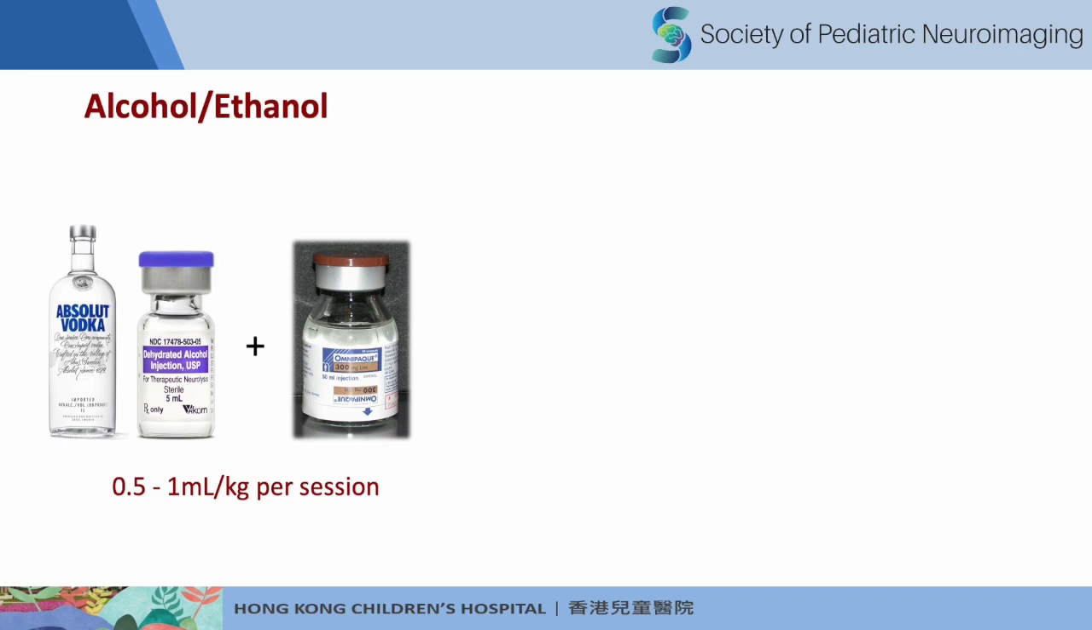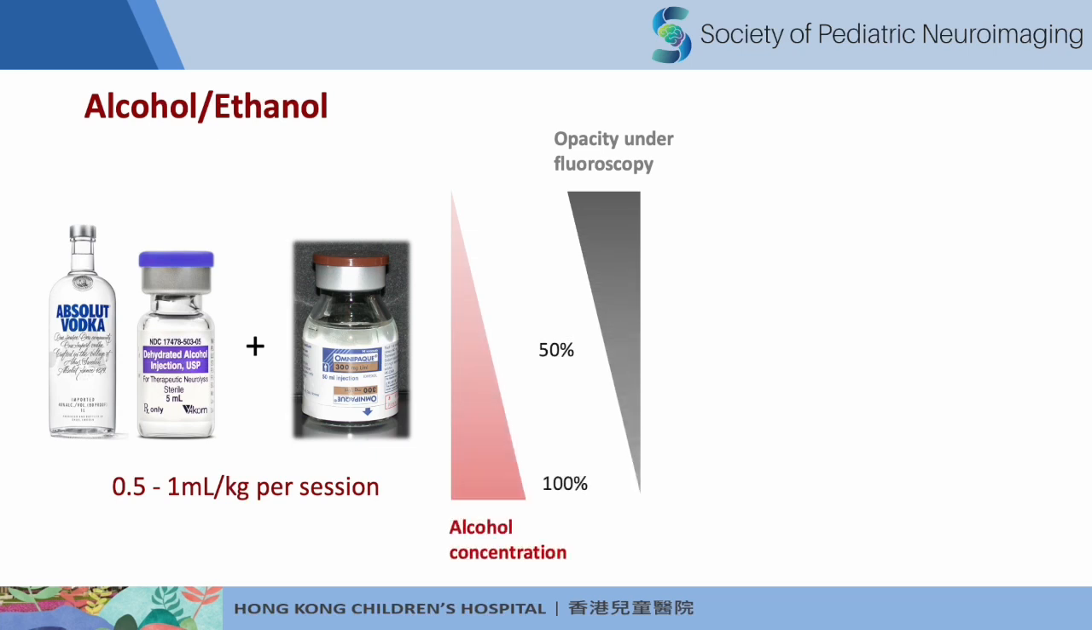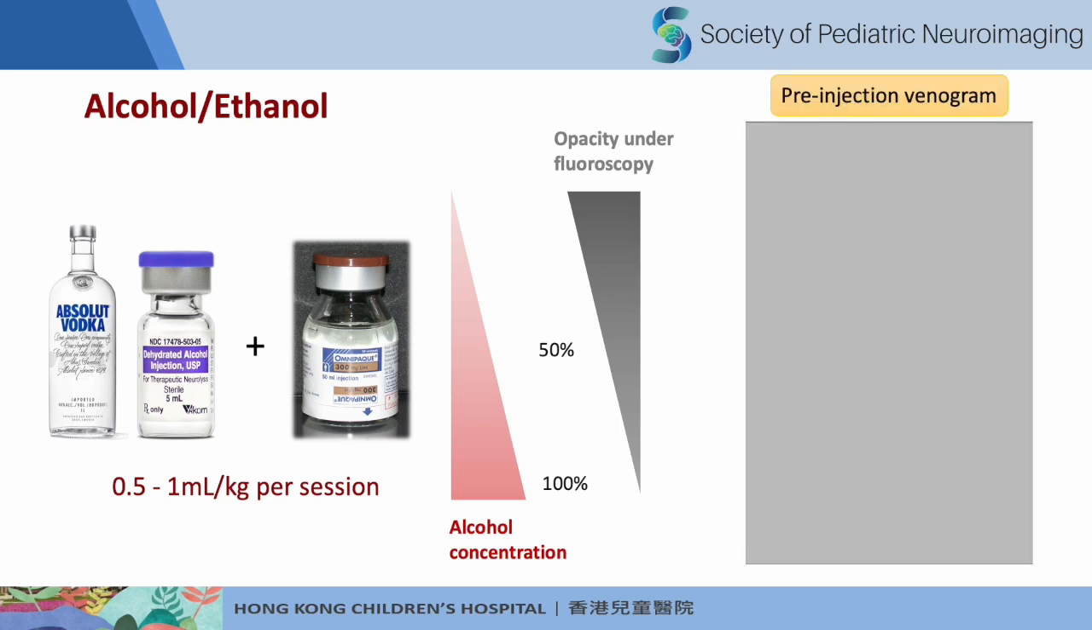And alcohol is one of the most well-known sclerosants, I'd say. It is one of the most potent sclerosants, which deserves a lot of respect. It's very irritating, and it causes immediate thrombosis and denudation of the endothelium, which can be damaging if it's extravasated. So commonly we use 0.5 to 1 mL per kilo per session, and depending on how much opacity or strength of alcohol you want, we can dilute it with Omnipaque. And this is what it looks like on venogram injection.